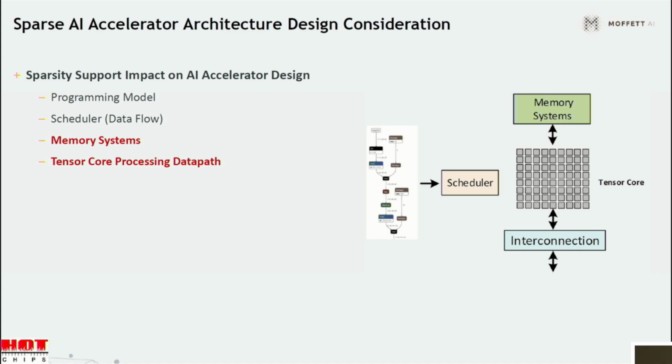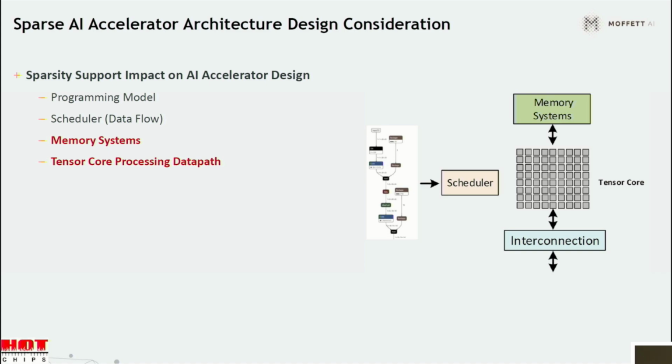When we design a sparse accelerator, this is a very general, high-level picture of an AI accelerator. Basically, you have a graph, you have a scheduler, a bunch of tensor cores, a memory system, and an interconnection for scaling out the architecture. Sparsity has impact on all of these design parameters. It can affect the programming model, but not too much.